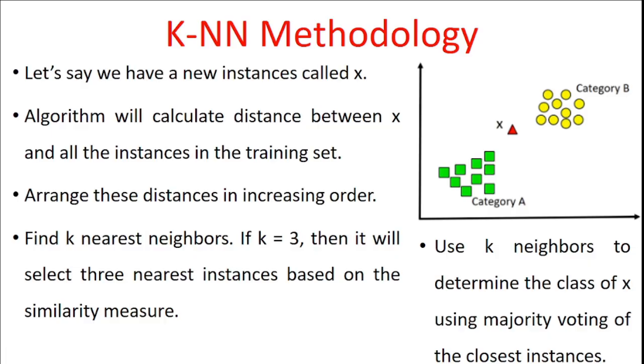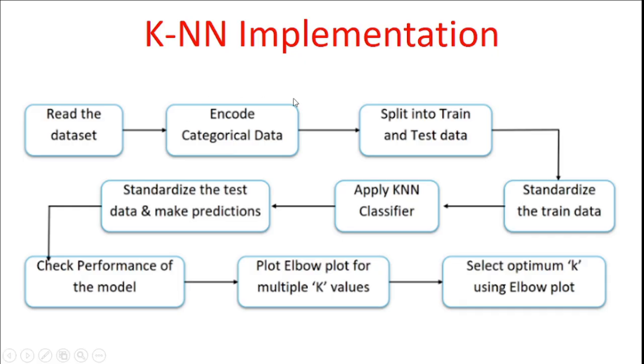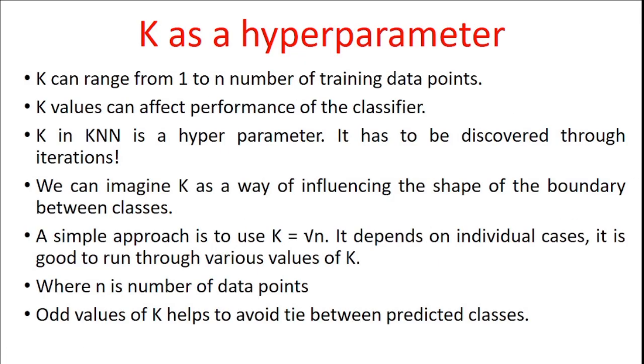If in KNN the k value is 3, then it will select the 3 nearest instances based on the similarity measure. As per your ascending order, if k is 3, it will take only the first 3 rows, using the k neighbors to determine the class of X using the majority voting method. In this case, the voting method is preferred. And this is the procedure of the KNN implementation method.